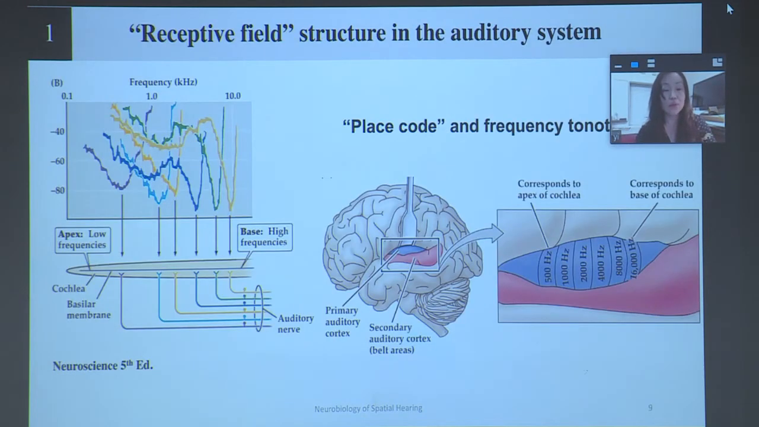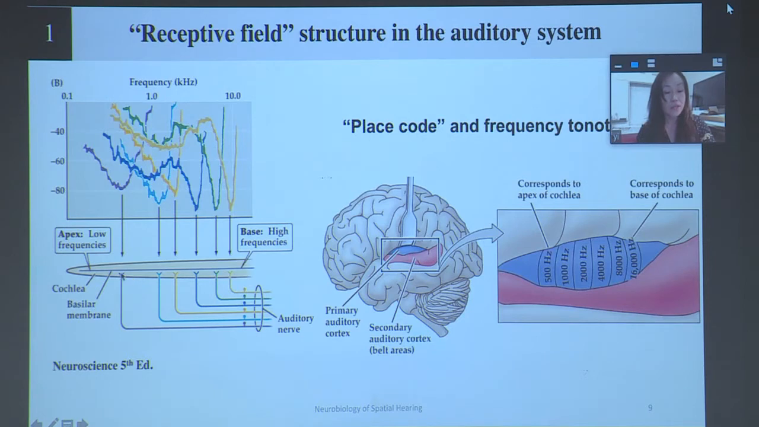So what is receptive field structure for audition? This topic will be covered in the next lecture by Dr. Xiaoxing Wang. Here briefly, inside our cochlea, which is our sensory receptor for audition, for hearing, because of the mechanical property of the basilar membrane, different parts of the basilar membrane have different frequency selectivity, as shown on this line.